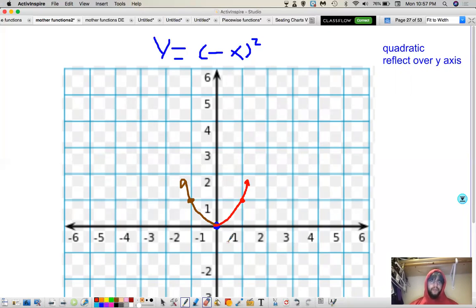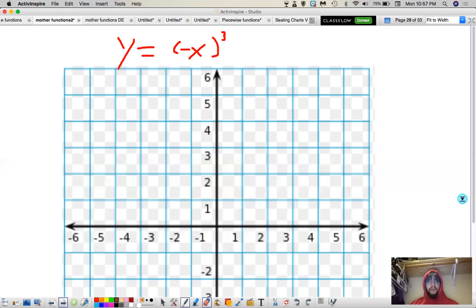I'm reflecting over the y-axis, right? So that means this red dot is going to go right here. This brown dot is going to go right one here. It lands on itself. So the red piece lands on the brown piece, and the brown piece lands on the red piece. So visually, nothing happens. It looks exactly the same as the original. But everything on the right half of our parabola reflects over to the left side, and everything on the left side reflects over to the right side. Visually, though, no difference.